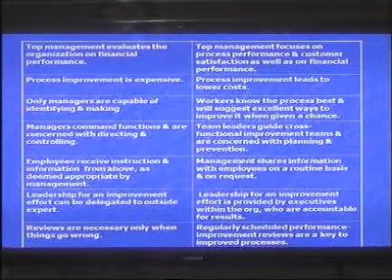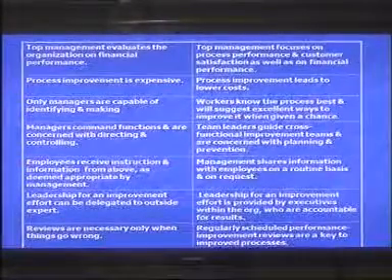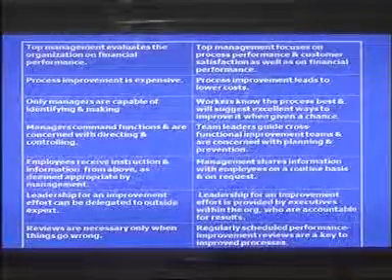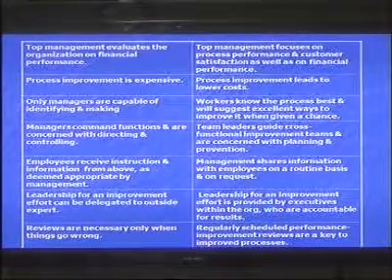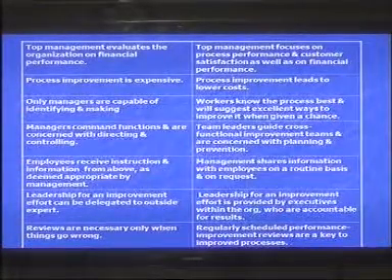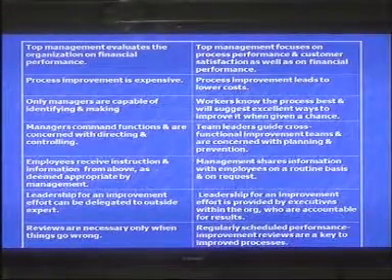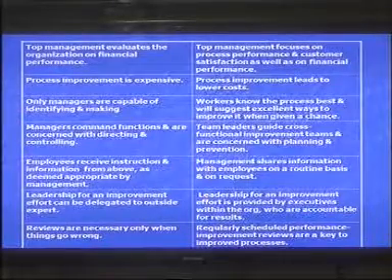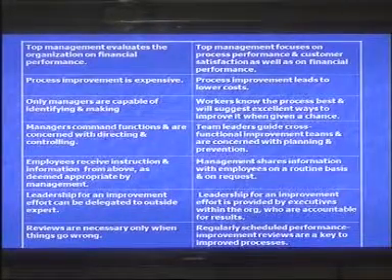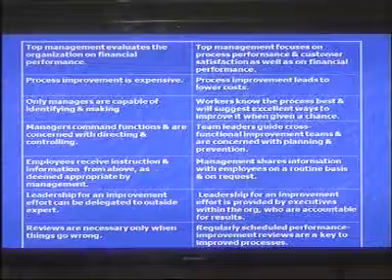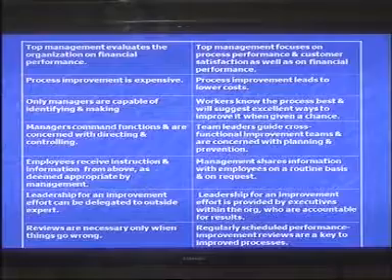Process improvement is expensive, versus process improvement leads to lower cost. Only managers are capable of identifying and making improvements, but Deming says the workers know the process best and will suggest excellent ways to improve it when given a chance. The conventional wisdom says that managers command functions and are concerned with directing and controlling, and Deming says the team leaders guide cross-functional improvement teams and are concerned with planning and prevention. Employees receive instruction and information from above as deemed appropriate by management, versus management sharing information with employees on a routine basis and on request.